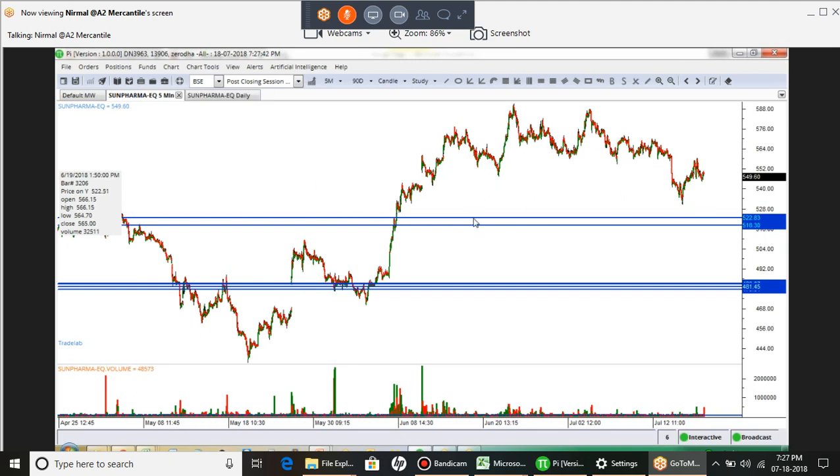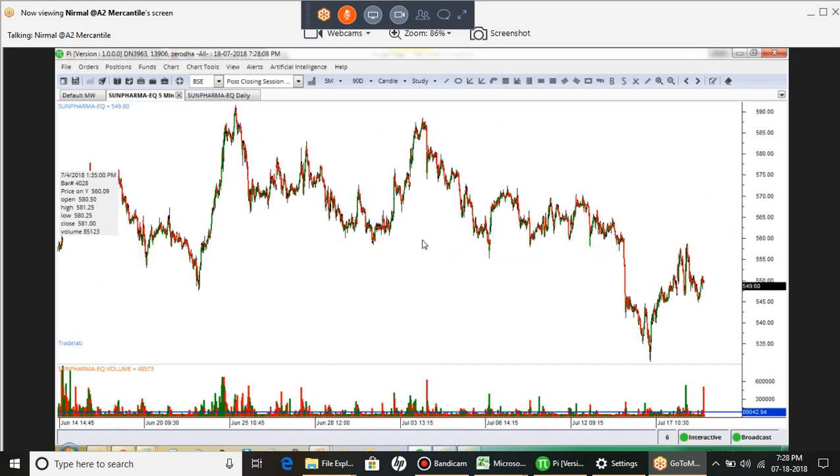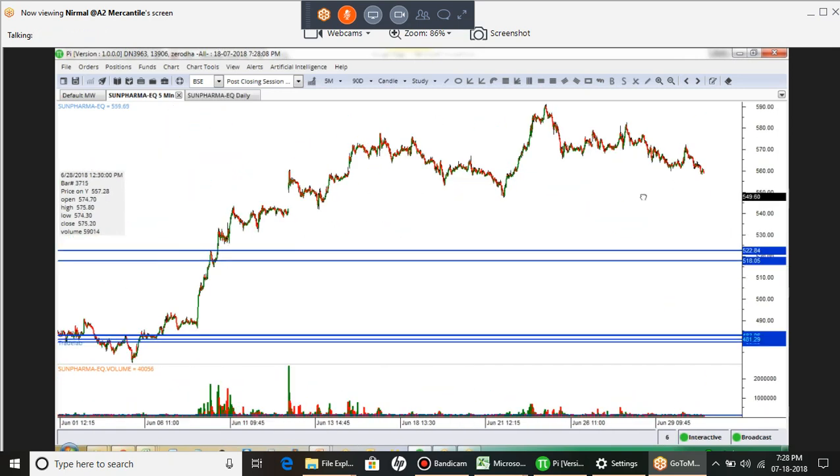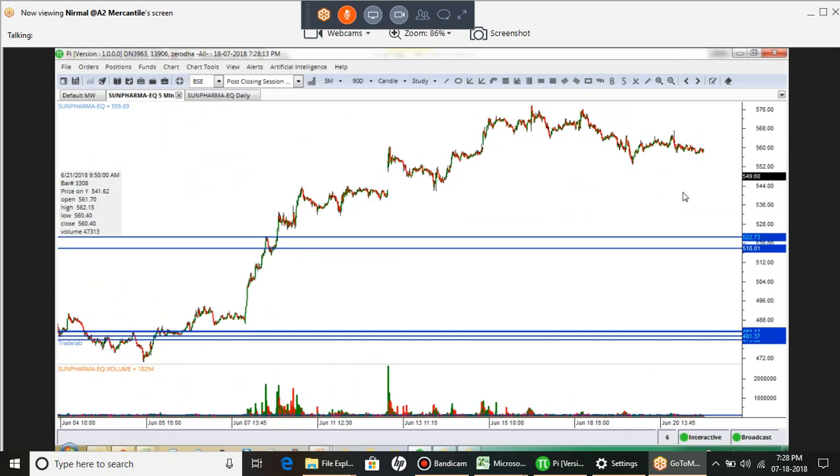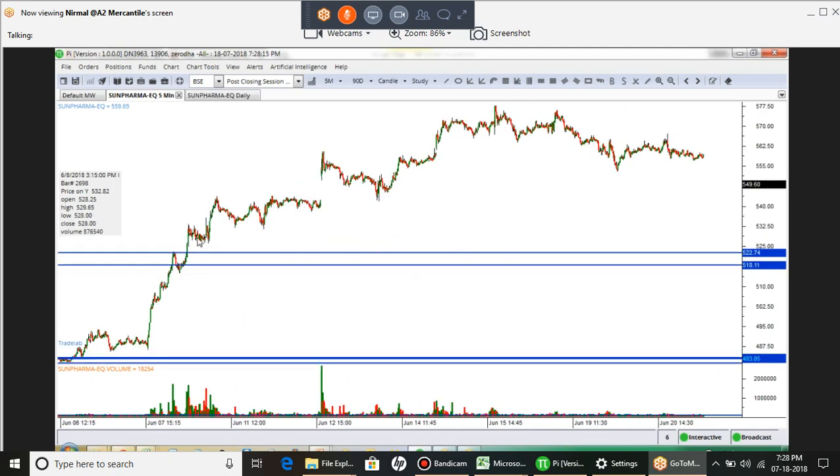This is the second line of support. Okay, this will be the second line of support. See, when this breakout happened, I just took whatever was the heaviest volume, and I have just drawn the lines over there. So this line is above this, so this is the second line of support.